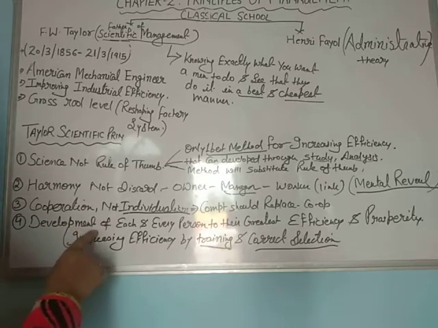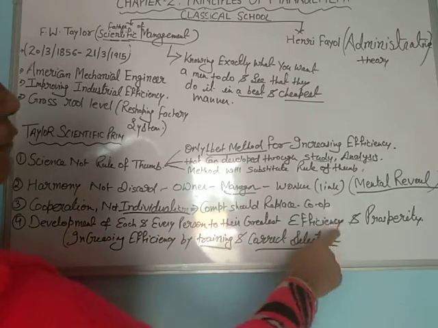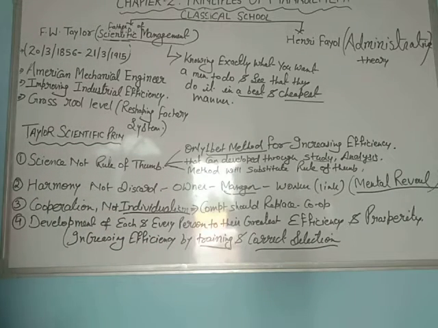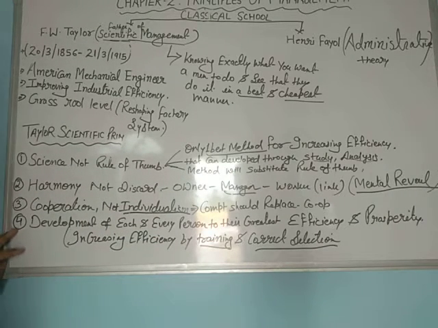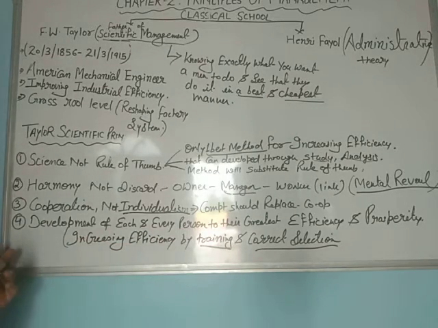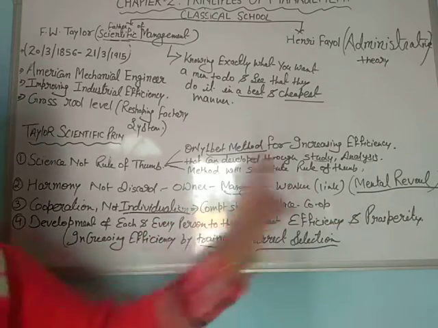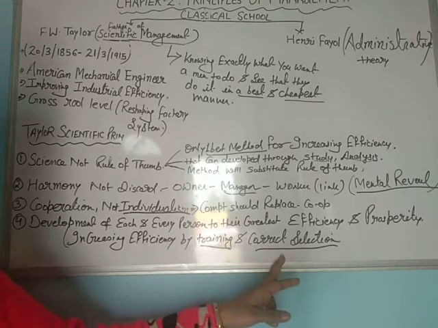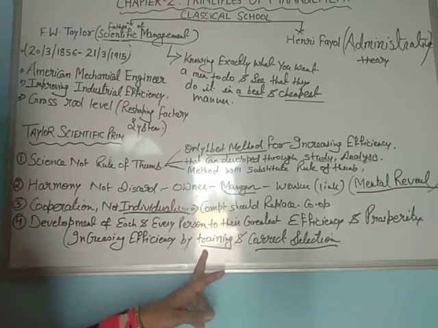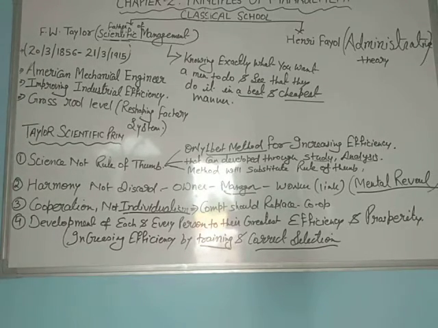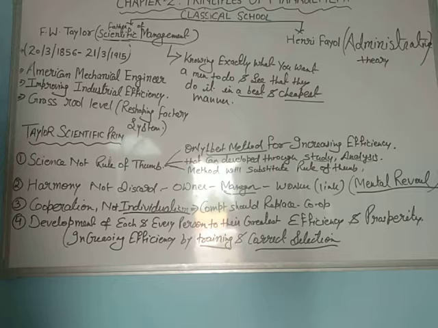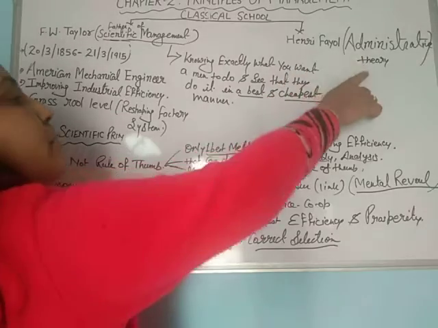And last is development of each and every person to their greatest efficiency and prosperity. This basically says that inside an organization, it is also the responsibility of a manager to check that the efficiency and prosperity of the people working there can increase. This development is only possible if we are selecting the right kind of people for the right job and if we are providing them training. So this was all about F.W. Taylor's theory of classical school, which was called scientific management theory, right? In the next video, students, we will be discussing Henry Fayol's administrative theory.